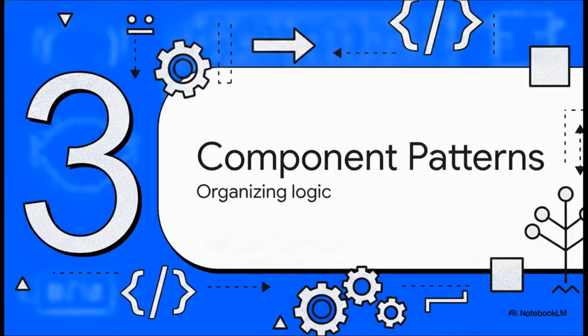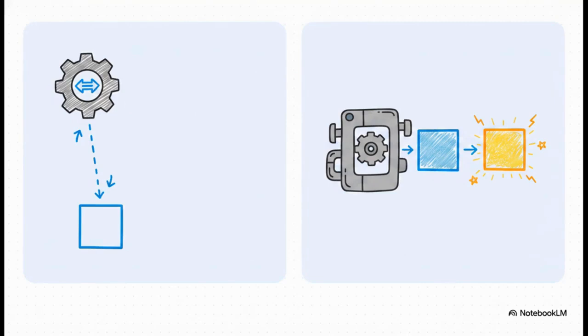All right, Section 3, Advanced Component Patterns. Time to talk about organizing complex app logic. As your applications grow larger and way more ambitious, you're going to hit a major wall. How do you share the exact same behavior or logic across completely different components without basically duplicating all your code and creating a massive maintenance nightmare?